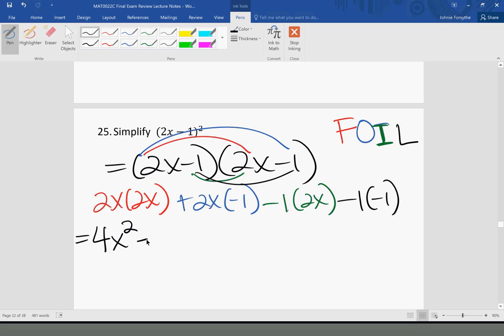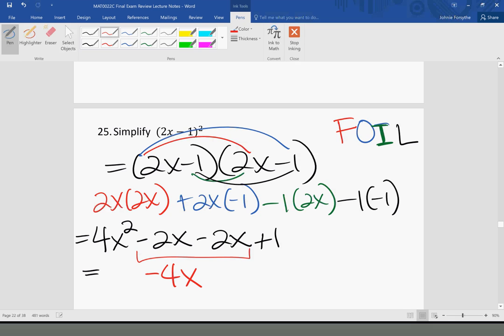2x times negative 1 is negative 2x. Negative 1 times 2x, another negative 2x. Then negative 1 times negative 1 is positive 1. All right, so now we have like terms here. Negative 2x minus 2x is negative 4x.